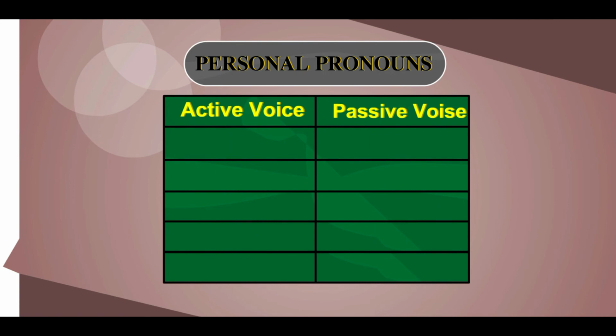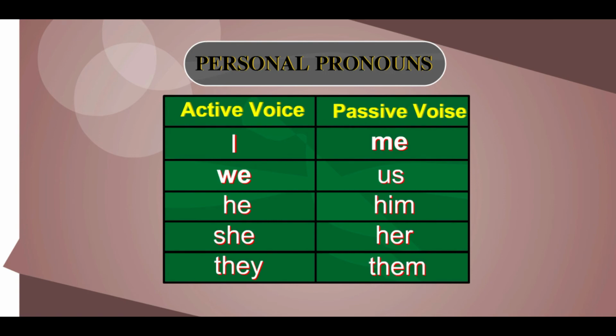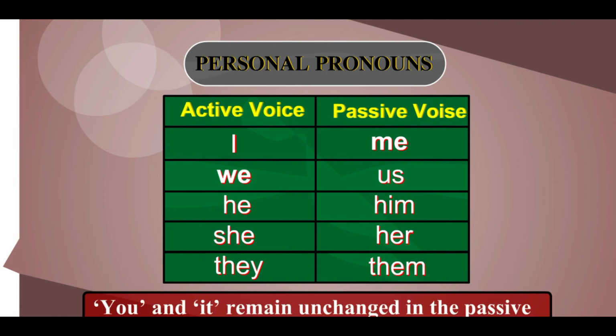Active voice, I. Passive voice, me. Active voice, we. Passive voice, us. Active voice, he. Passive voice, him. Active voice, she. Passive voice, her. Active voice, they. Passive voice, them. You and it remain unchanged in the passive form. Let us discuss the changes in tenses in detail.